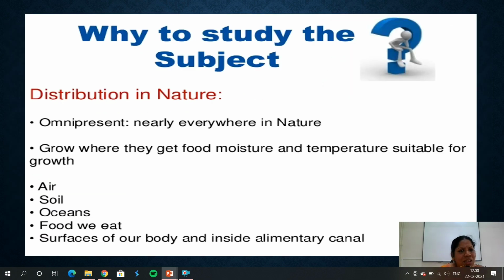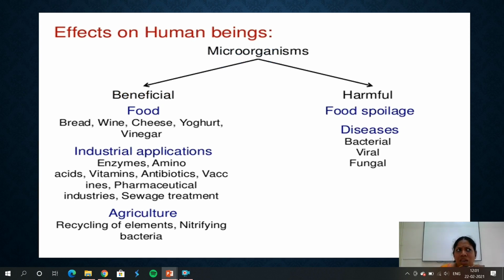Why study this subject? Yes, first of all, distribution in nature. It is omnipresent, present everywhere in nature. They grow where they get food, moisture and temperature suitable for their growth, like in air, soil, oceans, food we eat, surfaces of our body, and inside the alimentary canal also they can grow.